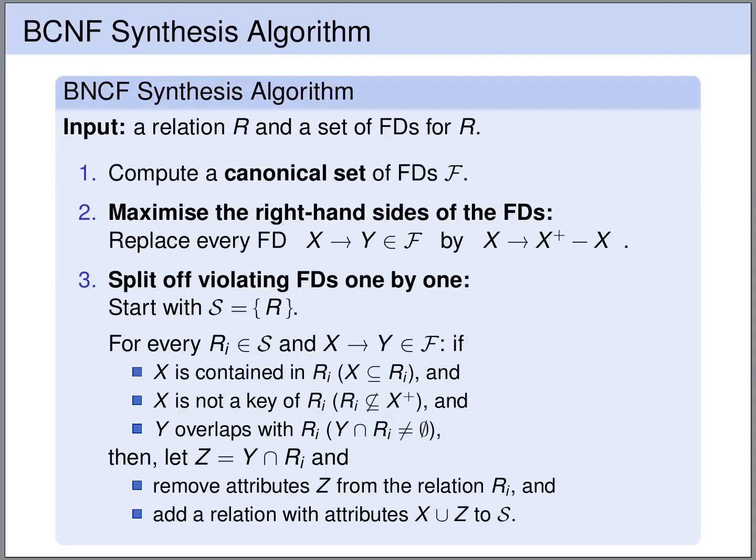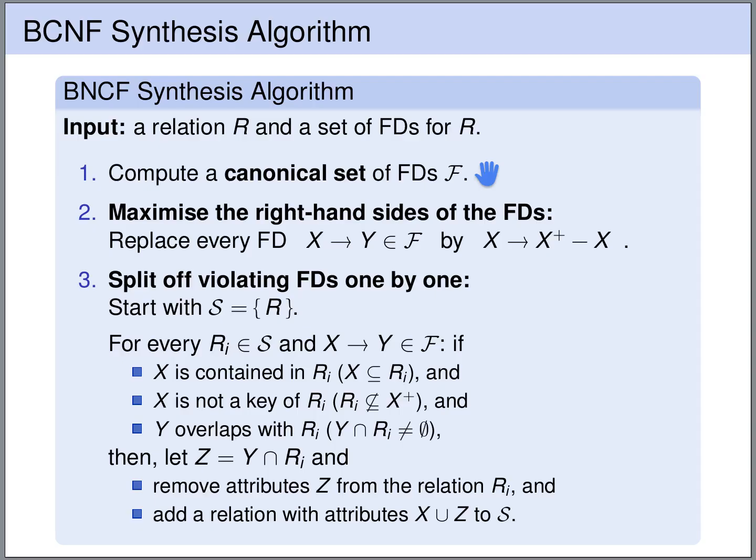To transform a relation into Boyce-Codd normal form, we will use the following synthesis algorithm. The input of this algorithm is a relation R and a set of functional dependencies for R. The first step of this algorithm is to compute a canonical set of functional dependencies F.